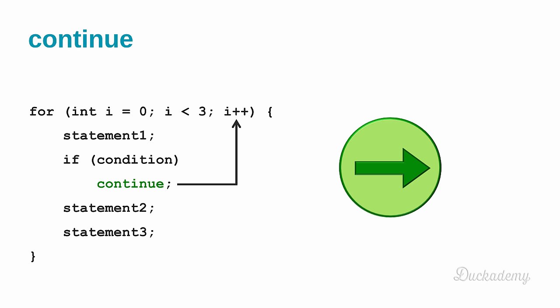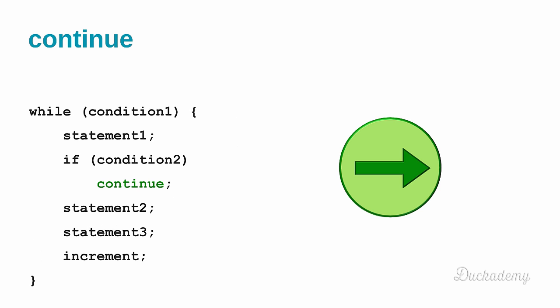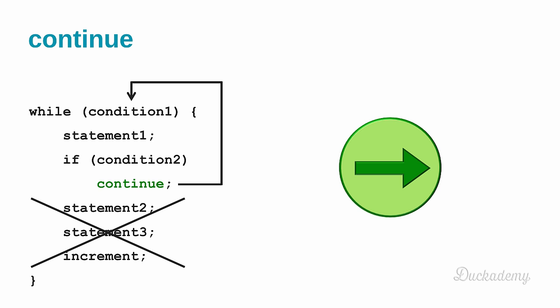That means in the case of a for loop, the incrementation part will be executed and the statements after the continue will not. And after that, it continues with the evaluation of the condition. What is the case if we use a while loop? Then if the continue is executed, it goes back to the evaluation of the condition, and the statements, including the increment part, will not be executed.